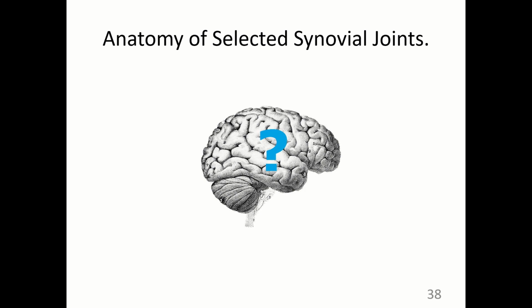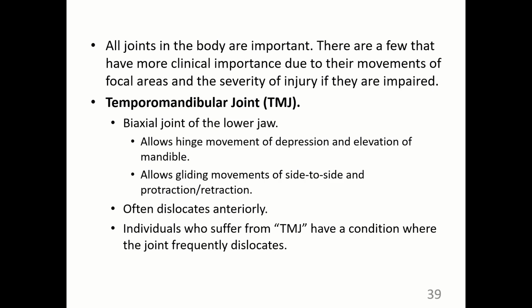The last section of this lecture will discuss the anatomy of selected synovial joints and then some diseases. All joints in the body are important. There are a few that have more clinical importance due to their movements of focal areas and the severity of injury if they are impaired. So let's look at a few of those.